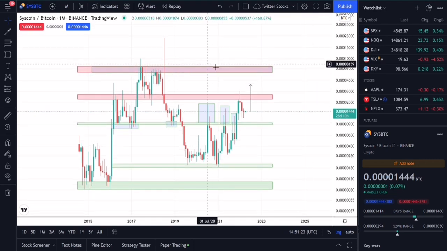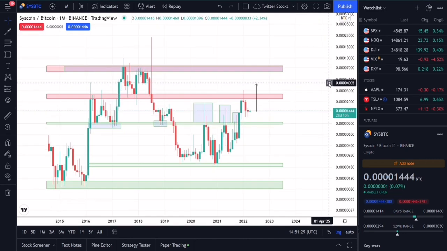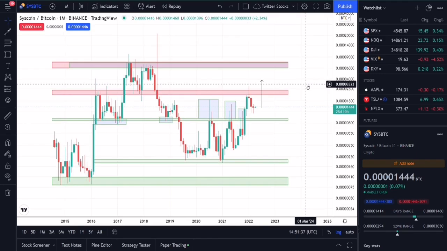Now obviously if you are to breach through above this level, then you can expect prices to move much higher over the long term as well. So I believe that this chart obviously puts a lot into perspective of how much potential SYSCOIN has, even over the medium term, if you're willing to invest in this one.